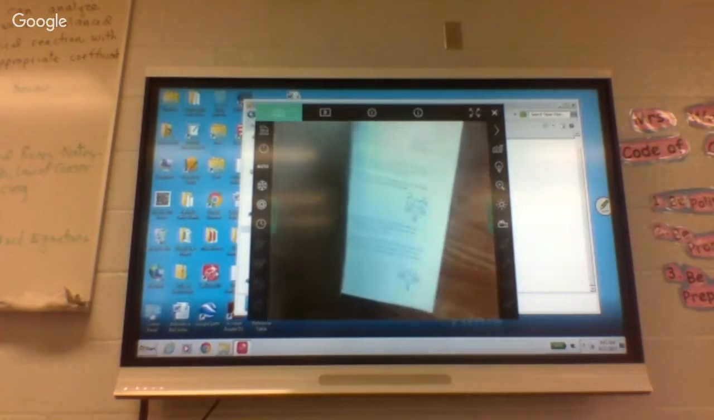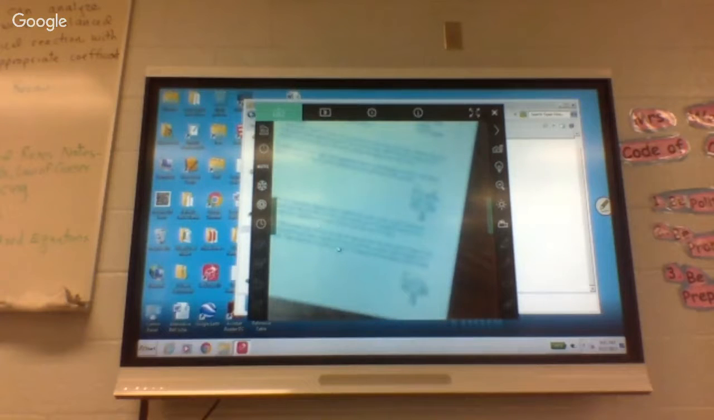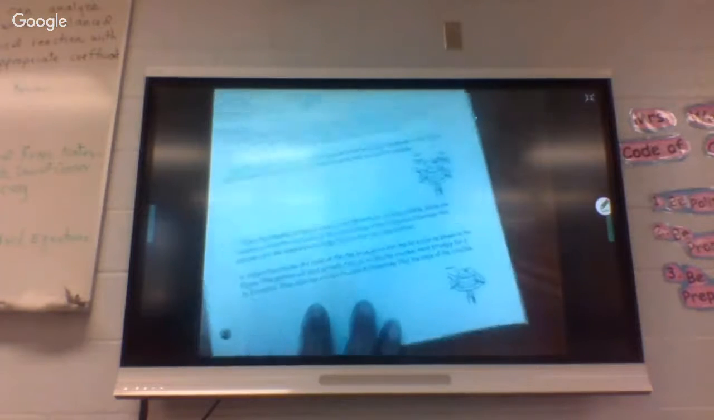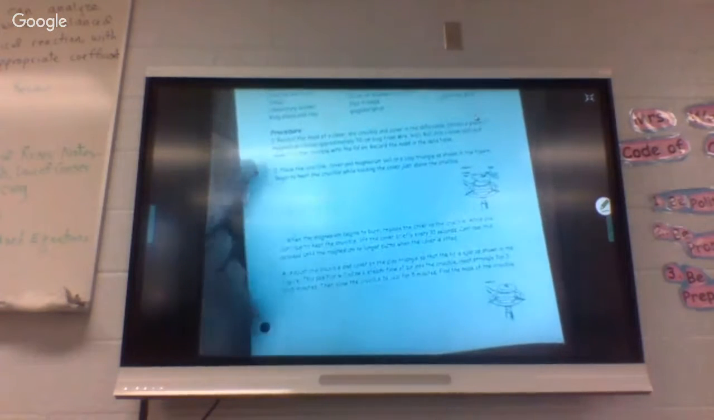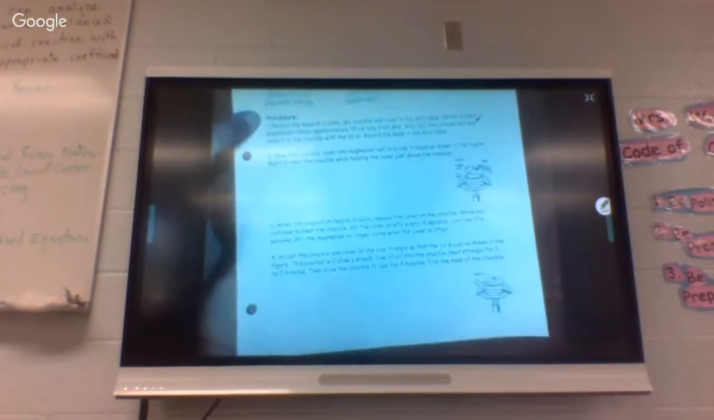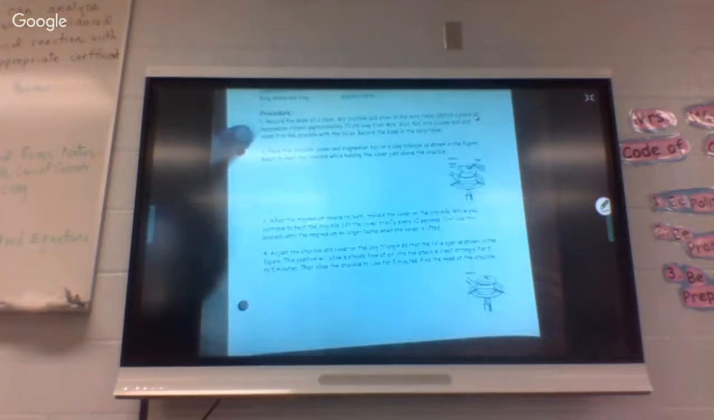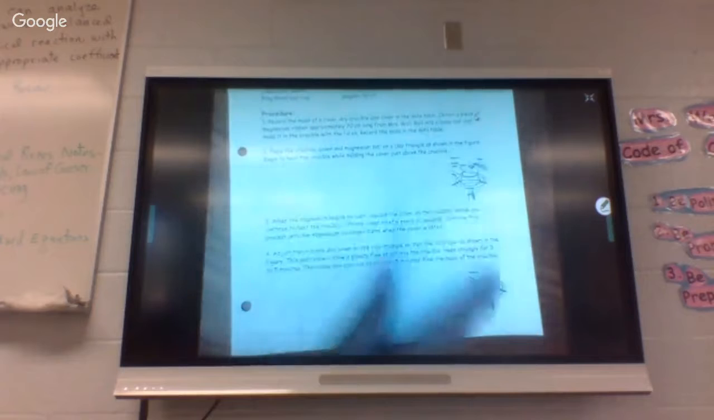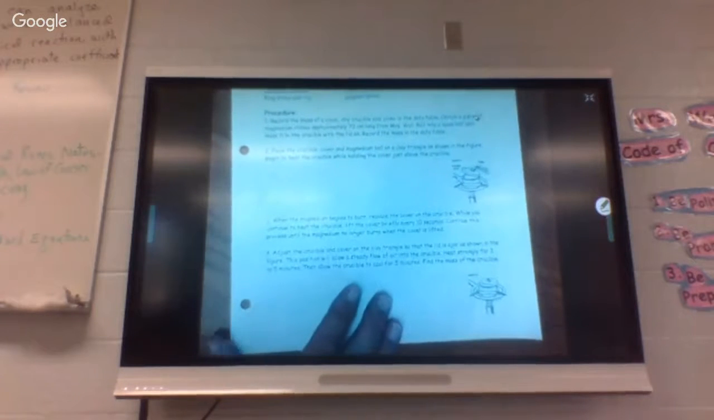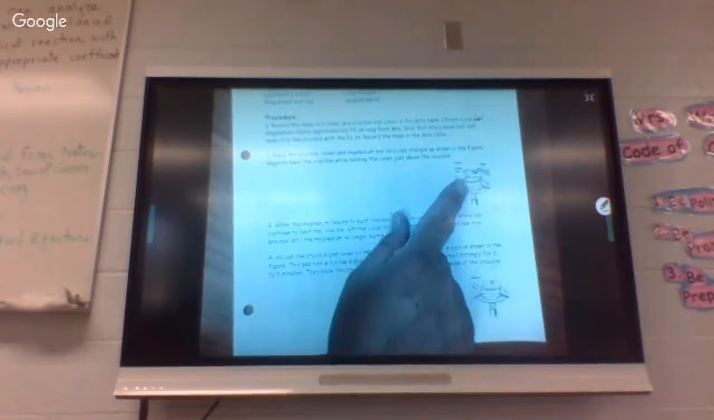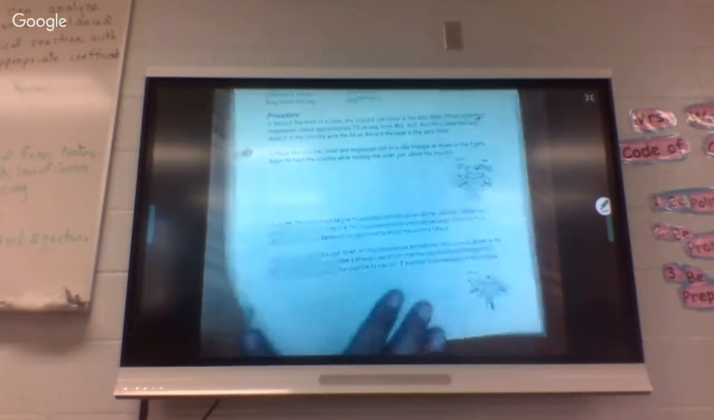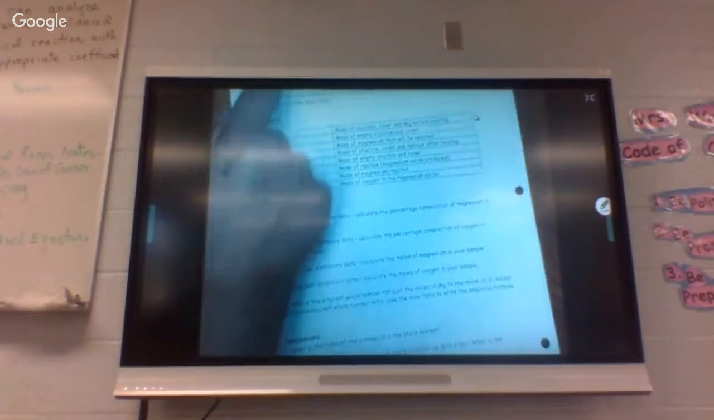So if I zoom in just a little bit here. You see where it says procedure? You have to write step 1, step 2, 3, 4. You don't have to draw the pictures. You can if you want, but it's not necessary. I would think you'd be able to remember what the crucible looks like, and it says to use tongs. I'm going to show you what the tongs look like before you go to the lab. And then you have to write steps 5 and 6.